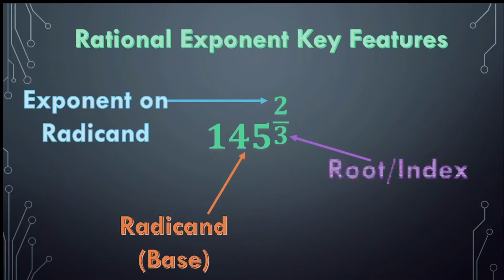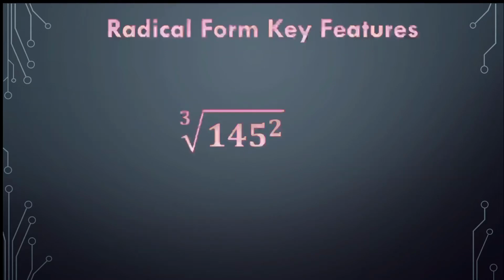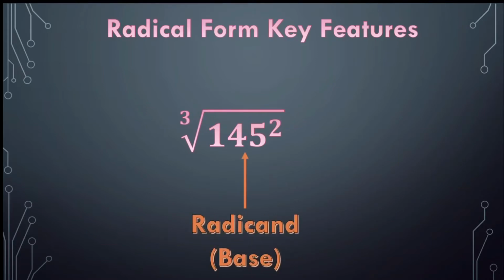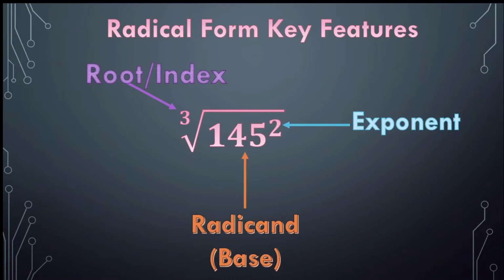So I can take my power written this way and I can rewrite it as a radical. Here I still have my base, but now it's called a radicand because it's inside my radical. This is still the exponent. That was the numerator of my fraction. And then here is my root, my index. What sits right there, you can call it a check mark, that's the root. That's how many times something was multiplied.